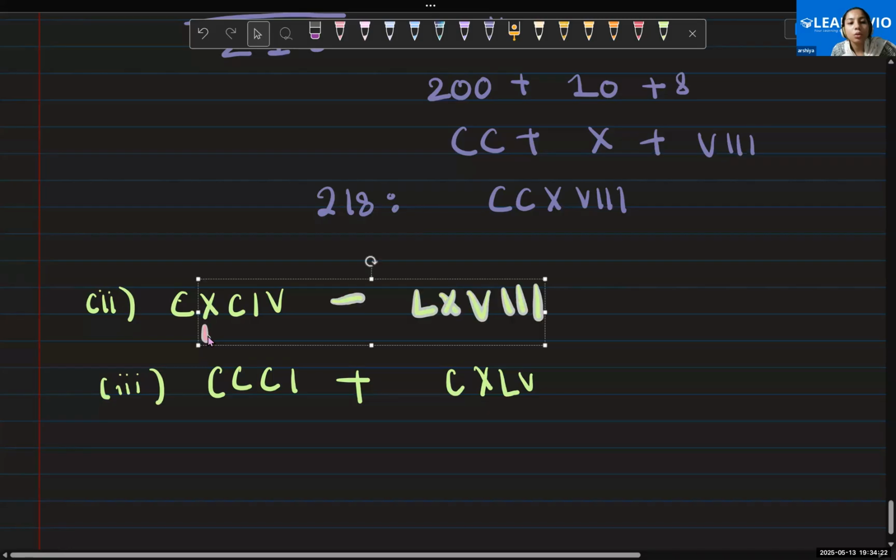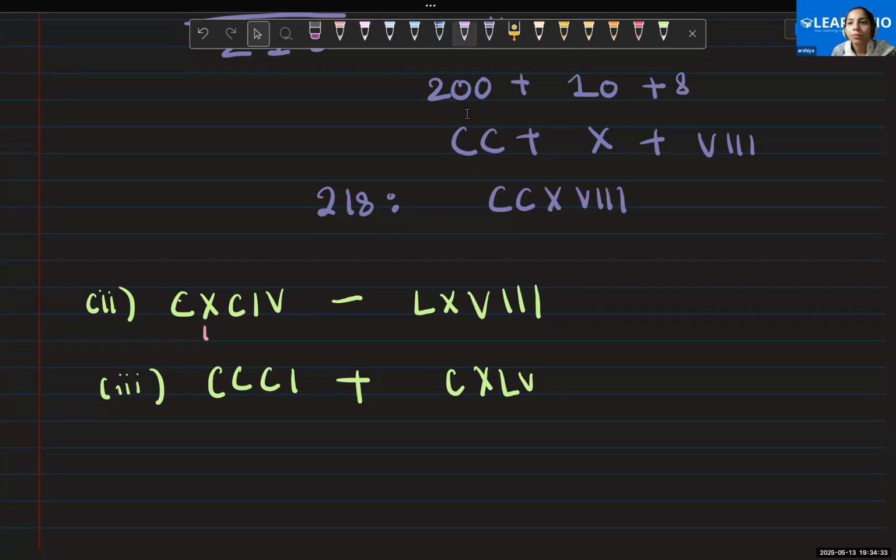Should I explain the writing part, or which part do you not understand? The first number in the first question, CXCIV. I think I've written it wrong. No, it's correct, continue. If I expand it in normal numbers, it's like 100 plus 10 plus 100 plus 4.